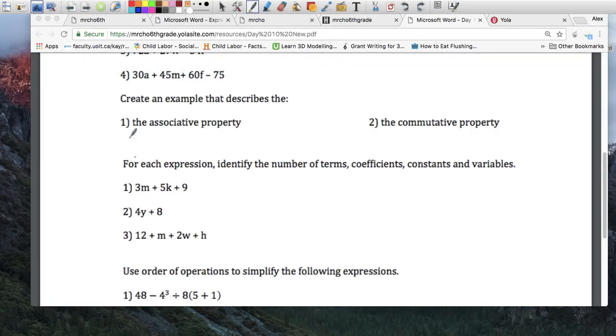Associative property. Okay, so let's try one with multiplication. 3 times 5 times 2 on one side is the same thing as 3 times 5 times 2 on the other. Notice that I changed the order in which I multiply here. I'm multiplying here 3 times 5 first and then 2, whereas this side I'm multiplying 5 and 2 and then times 3. And they're equal to each other because it's not going to change our answer. Commutative property, let's do addition.